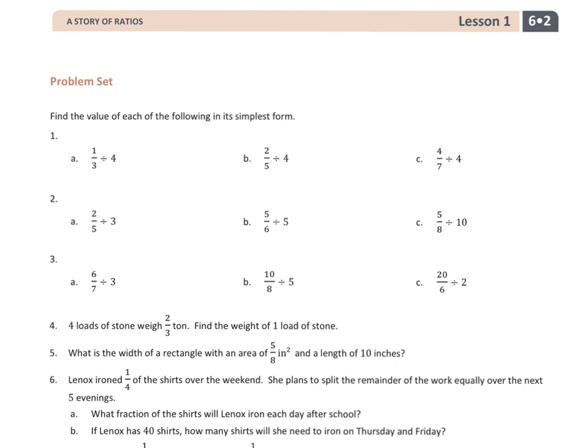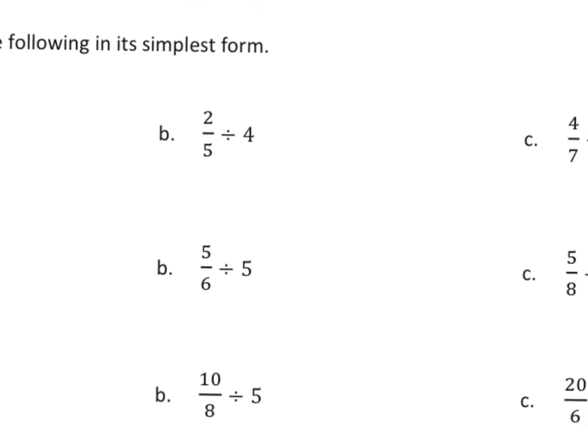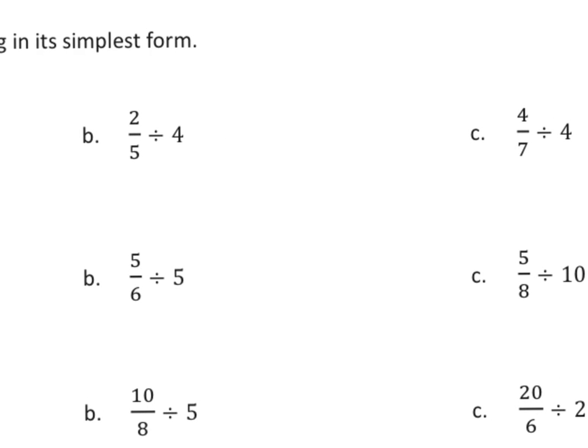Hello everyone, this is grade 6, module 2, lesson 1 problem set. The directions say, find the value of each of the following in its simplest form. So I'm going to be jumping around a little bit. Let's do question 1, I'll start with 1b. And I won't do all of these, but I'll do a few of them here and there.